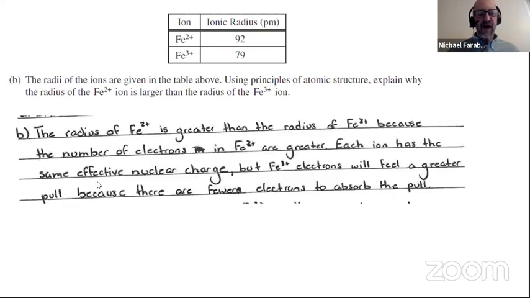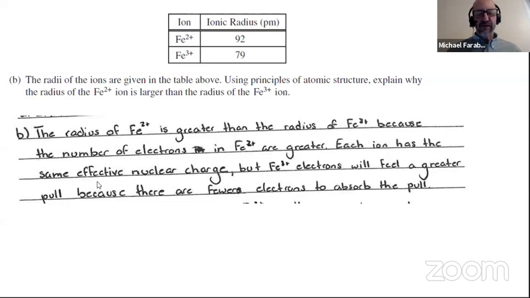The radius of iron 2+ is greater than the radius of iron 3+ because the number of electrons in iron 2+ are greater. Each ion has the same effective nuclear charge, but iron 3+ electrons will feel a greater pull because there are fewer electrons to absorb the pull. Think about what that student said that was correct and incorrect, and how you would fix it, and how you would phrase an appropriate response to this question.